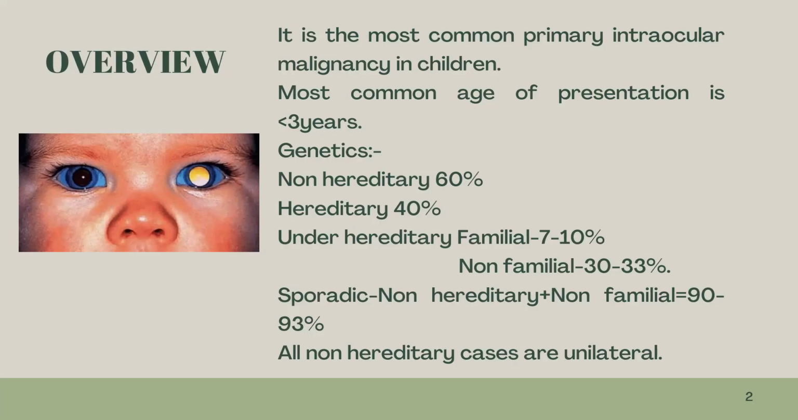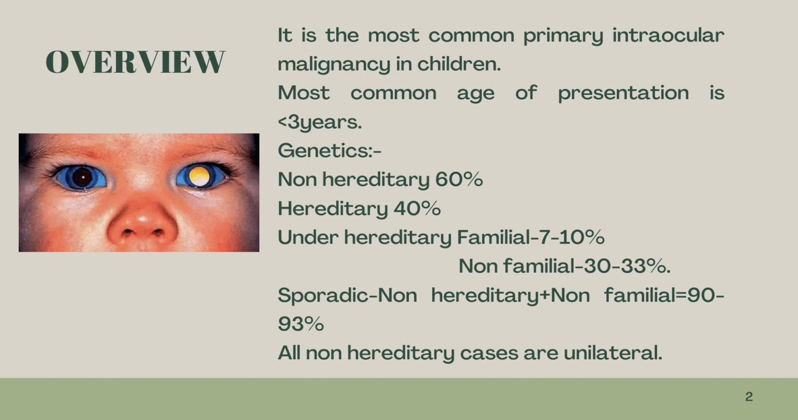First is the overview. It is the most common primary intraocular malignancy. It is seen in children of age less than 3 years. So, what about its genetics? The non-hereditary cases are 60% and they are higher as compared to hereditary cases, which are 40%. Under hereditary also, the familial ones are 7 to 10% and the non-familial are 30 to 33%. So the total sporadic cases, which include non-hereditary and non-familial, are 90 to 93%. So maximum cases are sporadic and not hereditary.